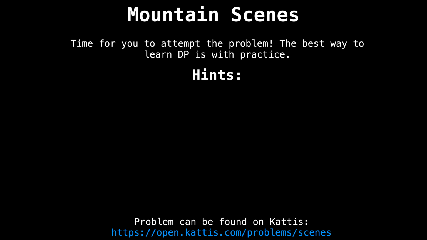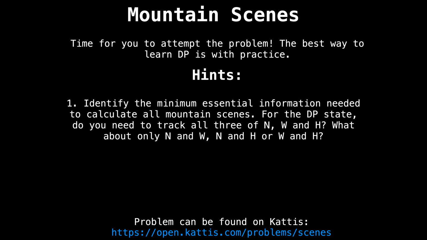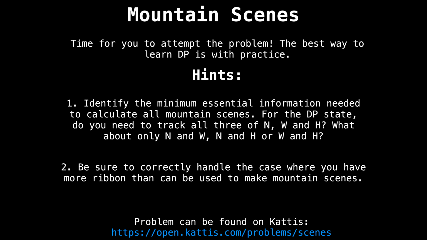Alright, it's time for you to attempt this problem. The best way to get better at dynamic programming is with practice. However, if you start having trouble, I have 2 hints for you. My first hint is that you should try to identify the minimum essential information needed to calculate all mountain scenes. In your DP state, for instance, do you need to track all 3 of n, w, and h? What about only using 2 variables like n and w, or n and h? My second hint is to be sure that you correctly handle the case where you have more ribbon than can possibly fit on the frame.